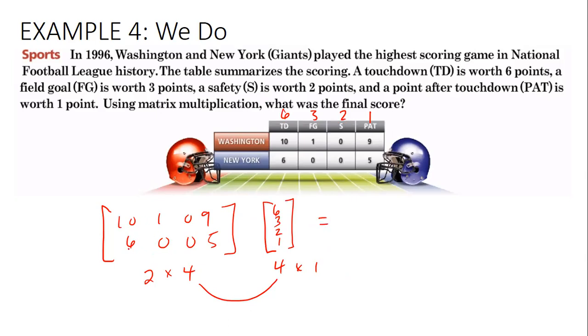And that corresponds. My first column applies to touchdowns. My second column applies to field goals. My third column applies to safeties. And my last column applies to point after touchdown. Do the math really quick on your weapon of choice, 84 or Desmos, and tell me what was the final score of the game.